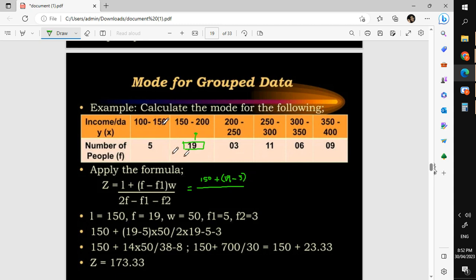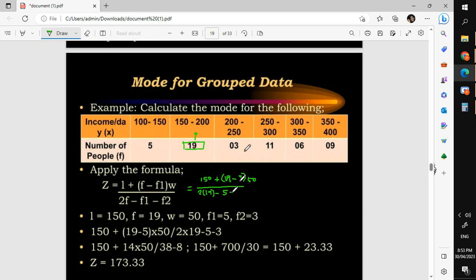So ang class width, inyo lang isubtract ang lower limit o ang higher limit. So 150 minus 100, 200 minus 150, 250 minus 200, and so on. That will give us 50. Then dari kita sa ubos, 2 times our frequency, okay, which is 19 minus ang atong lower frequency sa atong class before the modal class, which is 5. Okay?